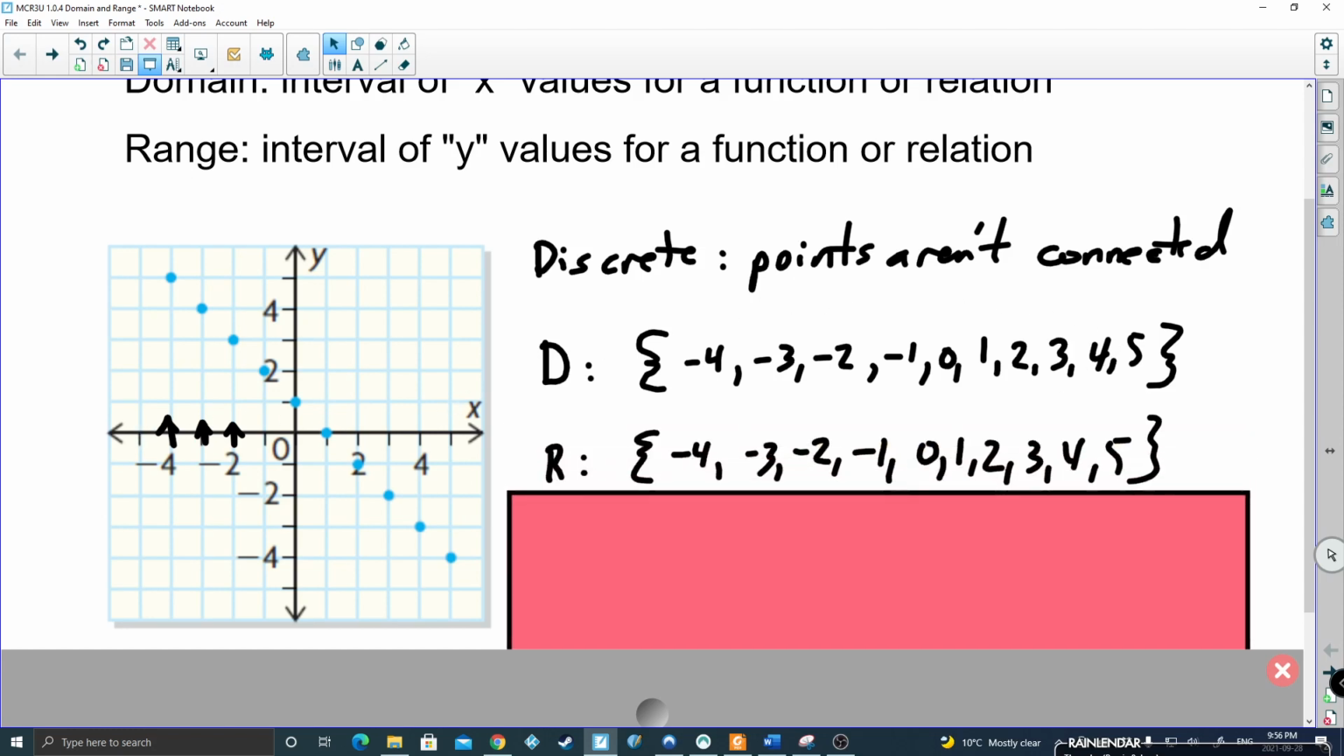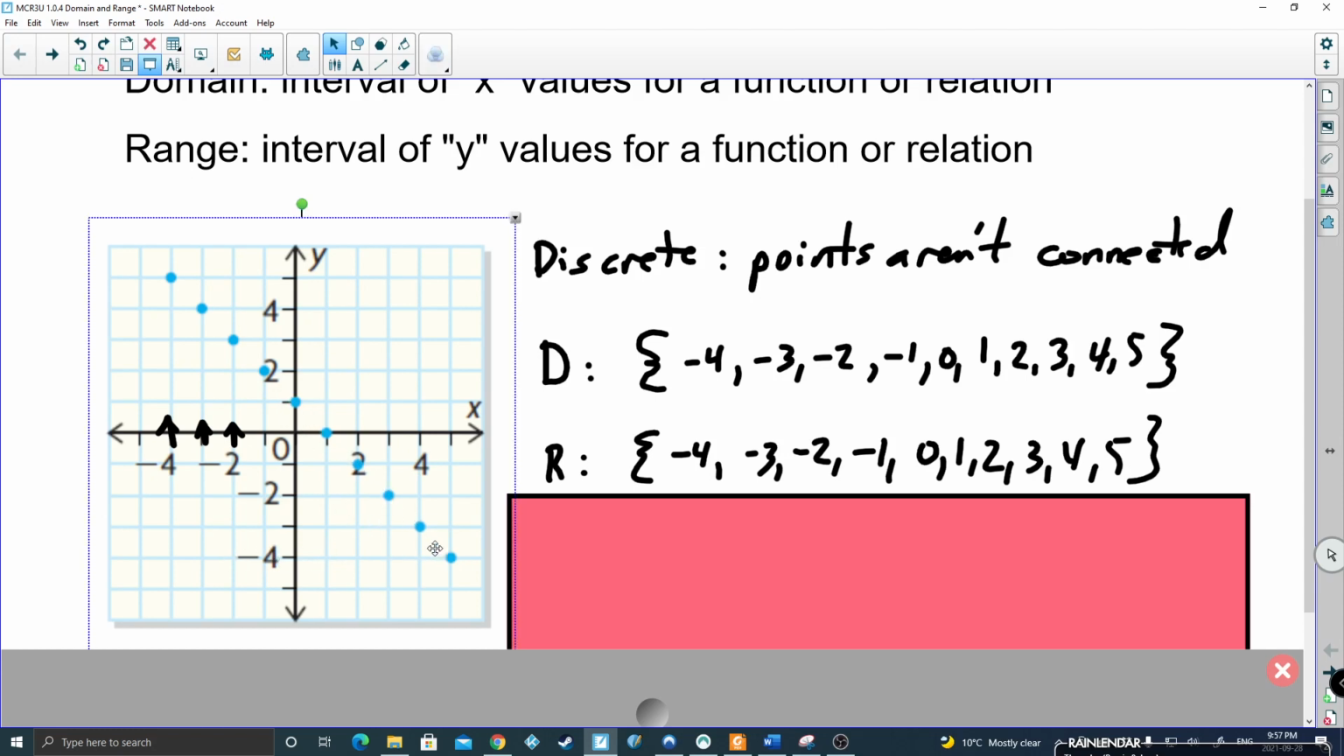For the range, we're going to do the same thing. Now, we usually want to do it by finding the minimum point first and going up towards the maximum point. Normally we read the graph from left to right, and it actually doesn't matter. You could do that if you want. So the first y value here is 5. I actually went and found the minimum value, which is -4, and then started listing all of the y values for each one of those points. So -4, there's a point, -3, there's a point, -2, there's a point, -1, there's a point, etc.